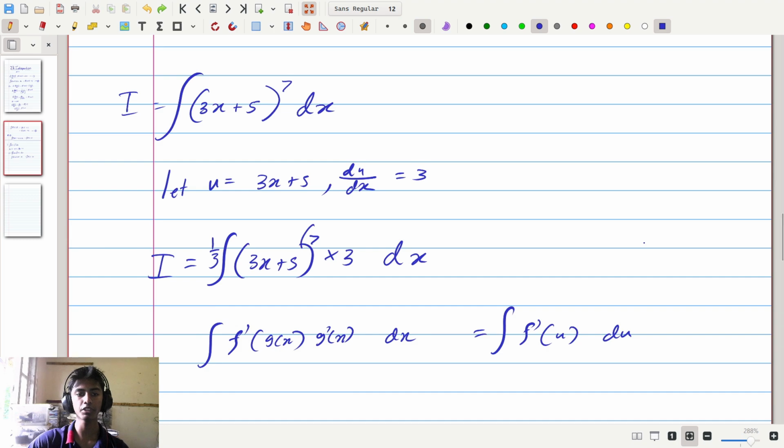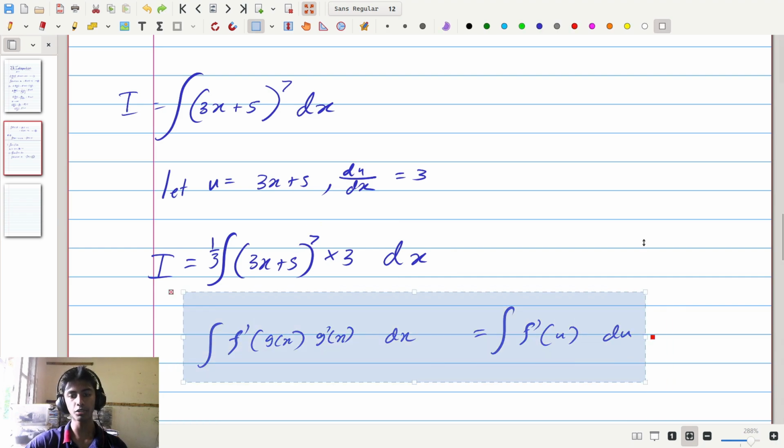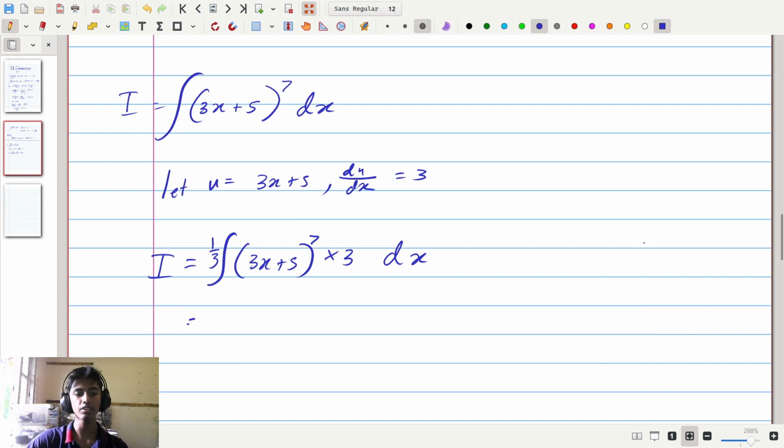Now we have the format that we need in order to do our u substitution. We have f prime, which is the 7th power, of g of x, which is 3x plus 5, times that thing's derivative g prime of x, which is 3, integrated with respect to x. So now doing our substitution, we can see this is equal to the integral of f prime of u with respect to u, where f prime is the 7th power. So then, doing that substitution, we can see that the integral I is equal to 1/3, which is the constant here, times this integral, which is also equal to the integral of u to the power of 7 with respect to u, so du.